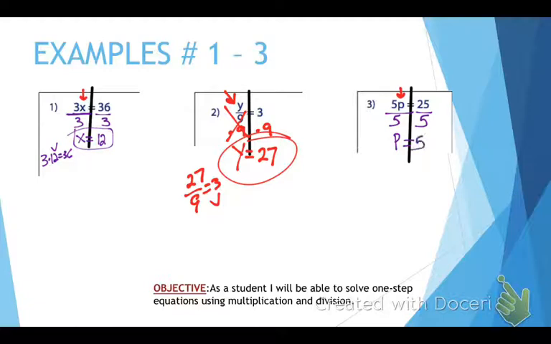Well, we're going to multiply by 5 times. And that's your answer. You can double check it. 5 times 5 is 25. Congratulations. All right, let's move on.